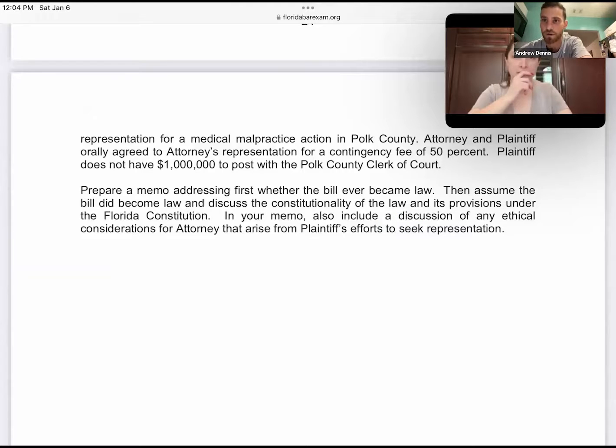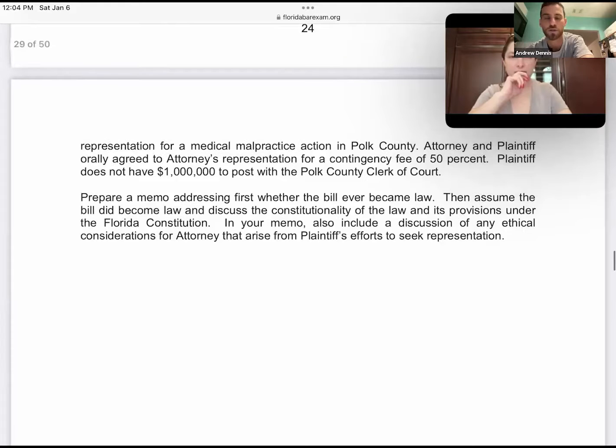Okay, prepare a memo addressing first whether the bill ever became law. Then assume the bill did become law and discuss the constitutionality of the law and its provisions under the Florida Constitution. In your memo, also include discussion of any ethical considerations for attorney that arise from plaintiff's efforts. So here, how would we set this up? We would clearly set it up the same way that it's being presented. There's 3 questions, therefore there's 3 answers.